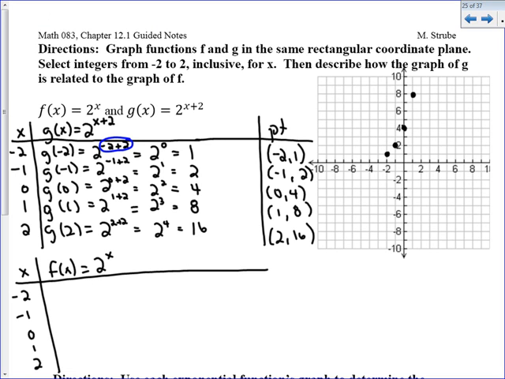Our grid only goes to 10, so I'll just put 2, 16 out there. Normally it would be better to select another value back, like put a negative 3 in for x. But we'll just follow the directions, which say to use negative 2. All right, now we've got to connect it, and an important part of connecting it is where does it level out?